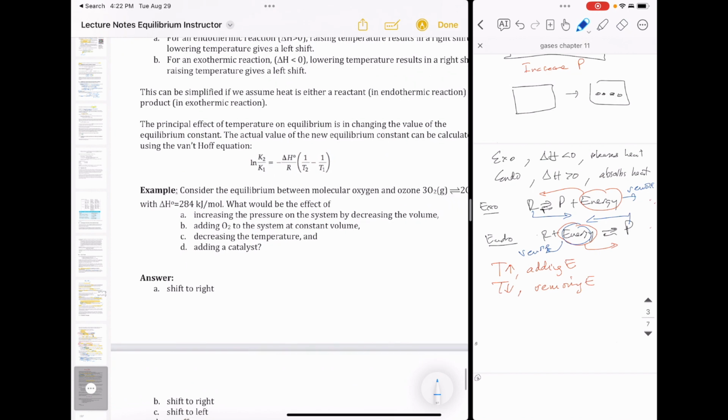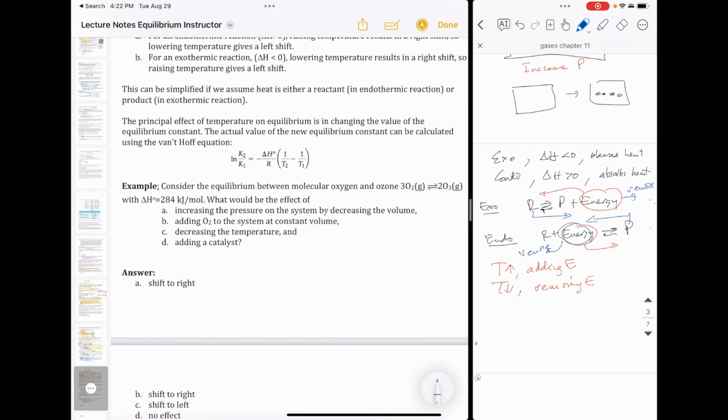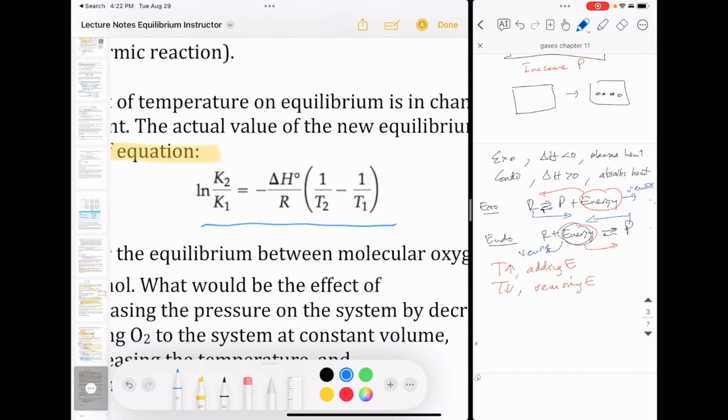The more quantitative way is given by something called the Van't Hoff equation, which I'm showing here on the lecture note. The form of the Van't Hoff equation is ln of K2 over K1. Now keep in mind that these are equilibrium constants. K2 is the equilibrium constant that you measure when you're running the reaction at temperature 2, and then equilibrium constant 1 is when you run the reaction at temperature 1.